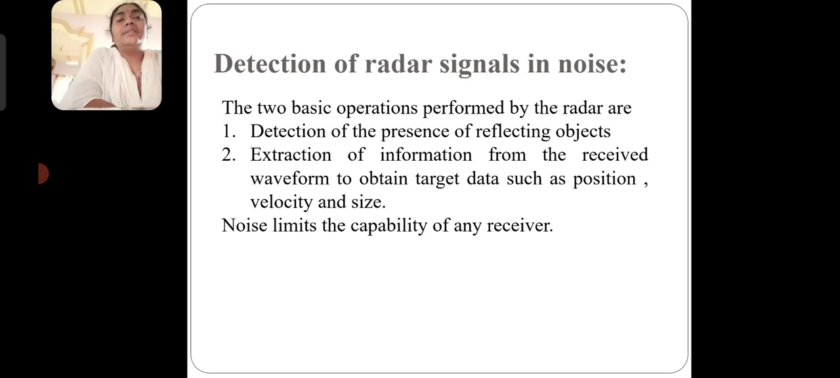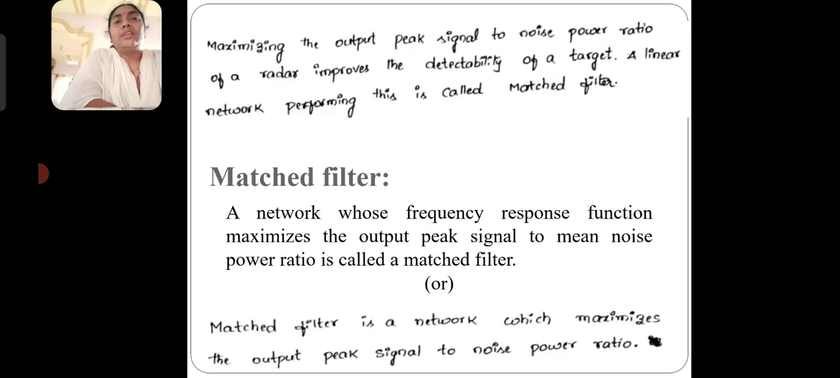Next, noise limits the capability of the receiver. So here, maximizing the output peak signal to noise power ratio of a radar improves the detectability of the target. A linear network that does this is called a matched filter.